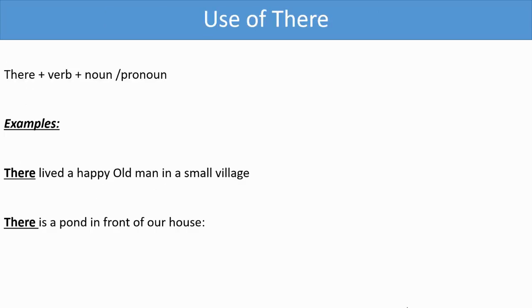So dear students, now we will discuss the use of there. There plus verb plus noun or pronoun. Examples: there lived a happy old man in a small village. There is a pond in front of our house.